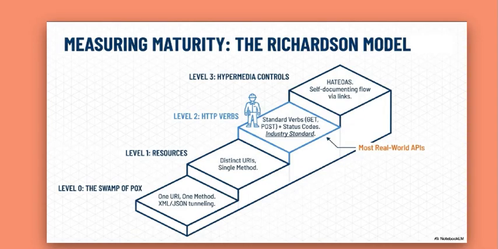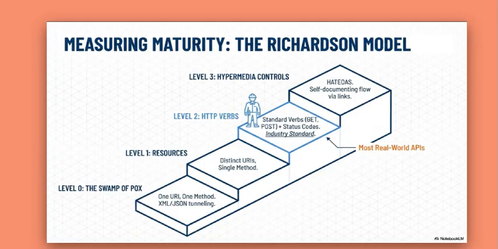Probably. But level 2 is where the notes say the industry standard lives. This is where we start using HTTP verbs correctly. You use GET to retrieve, POST to create, DELETE to remove. And you use proper status codes, 200 for okay, 404 for not found. This is where most real-world APIs you love, Stripe, Twilio, they all live at level 2. But there is a level 3, the purest level, hypermedia controls, or HATEOAS. HATEOAS. Hypermedia is the engine of application state. I feel like you win a prize just for memorizing that acronym.